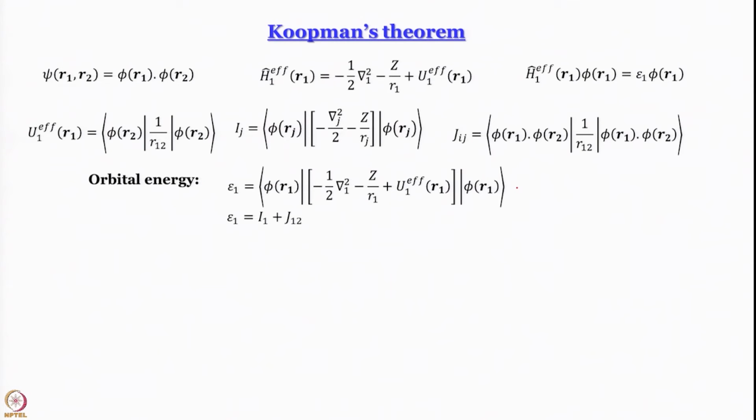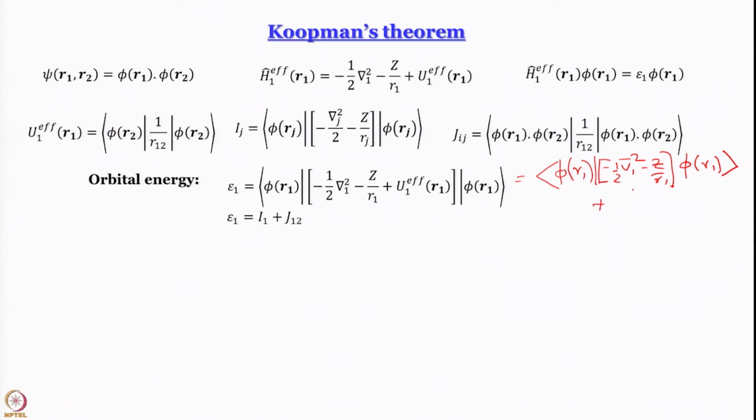So, this becomes the integral of phi of r1 star. Please do not forget that when you write a wave function in the bra vector, you are writing its complex conjugate. That is minus half del 1 square minus z by r1. So, this is a Hamiltonian that you would get for a one electron system, pretending as if there is no other electron, that operates on phi of r1. That is my first integral.